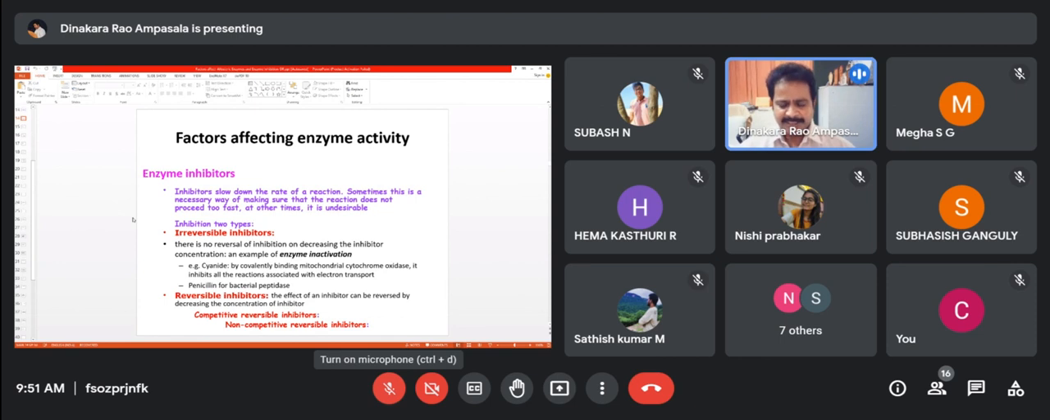Okay, so you can see two types of inhibitors, two types of inhibition activities we can find. One is called irreversible inhibitors. There is no reversal of inhibition on decreasing the inhibitor concentration. For a reversible inhibitor, for example, if you have inhibitor, the enzymatic activity is lessened, and if you decrease that inhibitor concentration, the enzymatic activity will again increase.